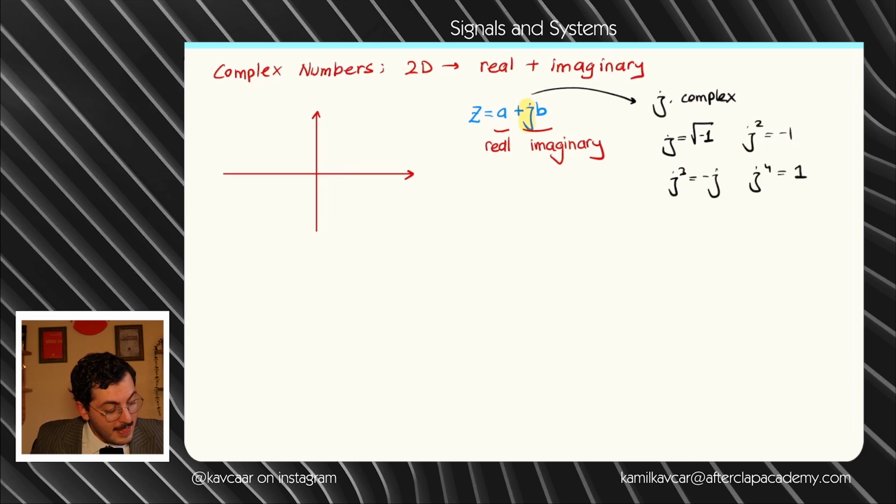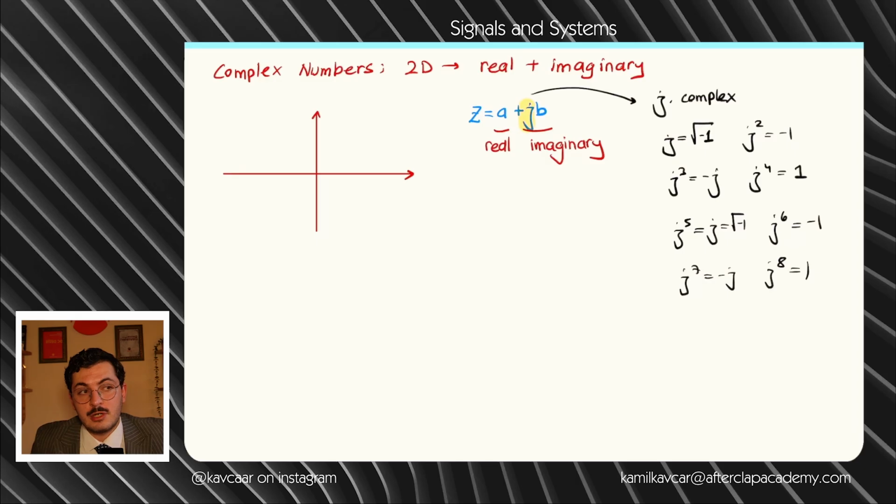This is important. And this particular pattern repeats itself, because when you're looking for j to the 5, it's going to be again j, which is the square root of minus 1. Try it again. j to the 6 is going to be minus 1. j to the 7 is going to be minus j. j to the 8 is going to be 1. This is going to repeat itself every four steps. Every four, you're going to repeat this pattern.